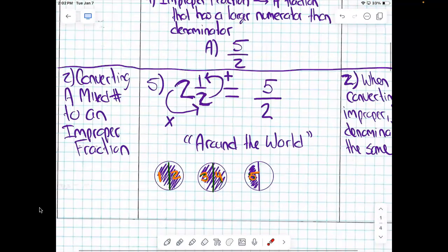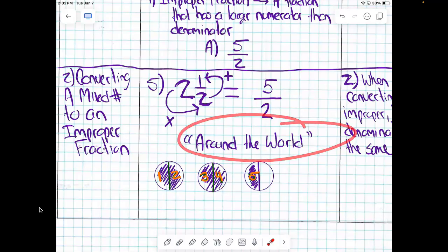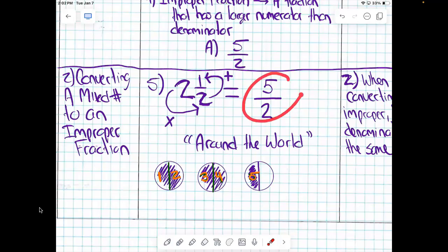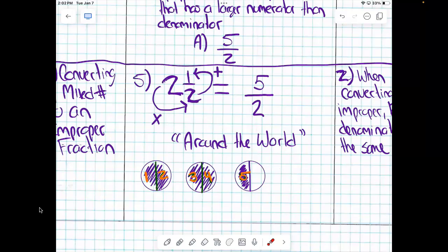Okay, we're going to do this thing called around the world. Around the world is a way to convert a mixed number to an improper fraction. What we're going to do is start with the whole number, and draw an arrow to the denominator. Then we're going to draw an arrow from the denominator to the numerator. We just went all the way around the world, yes or no? Yes. Then we're going to put a multiplication sign next to our first arrow, and an addition sign next to our second arrow, yes? Yes. Then we're going to do the math.